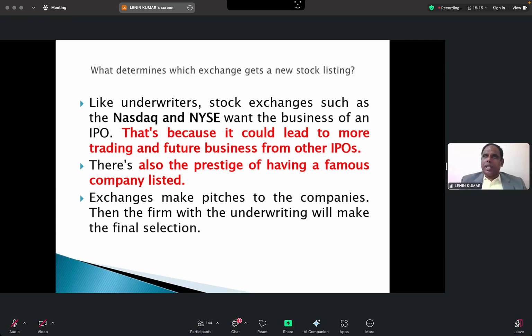What is the benefit these exchanges are going to get? Because when a very branded company is listed in their stock exchange, in the future so many companies will come forward for IPO. That is the motive. Also, the prestige of having a famous company listed in their stock exchange.